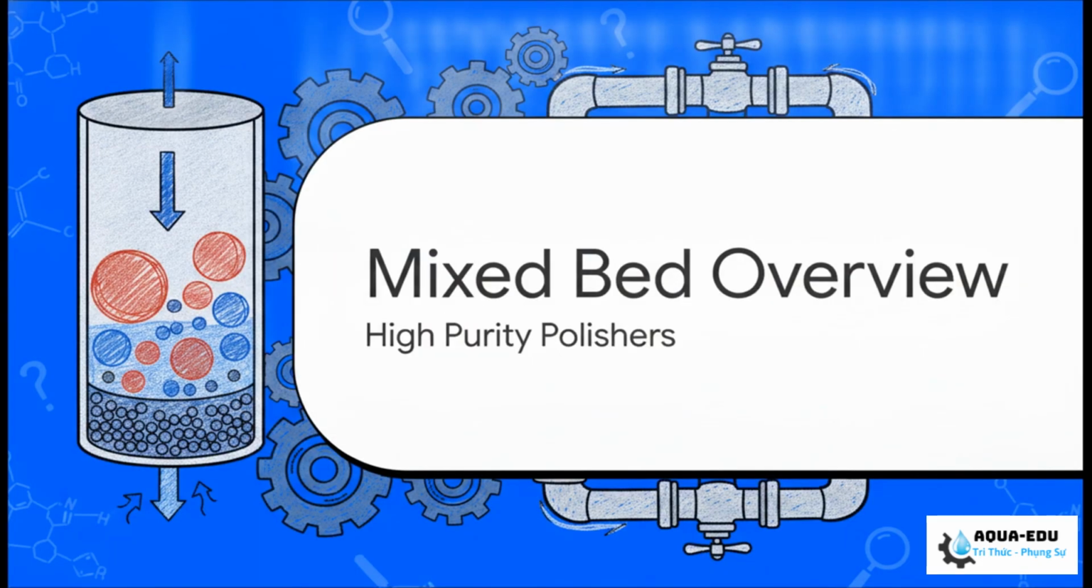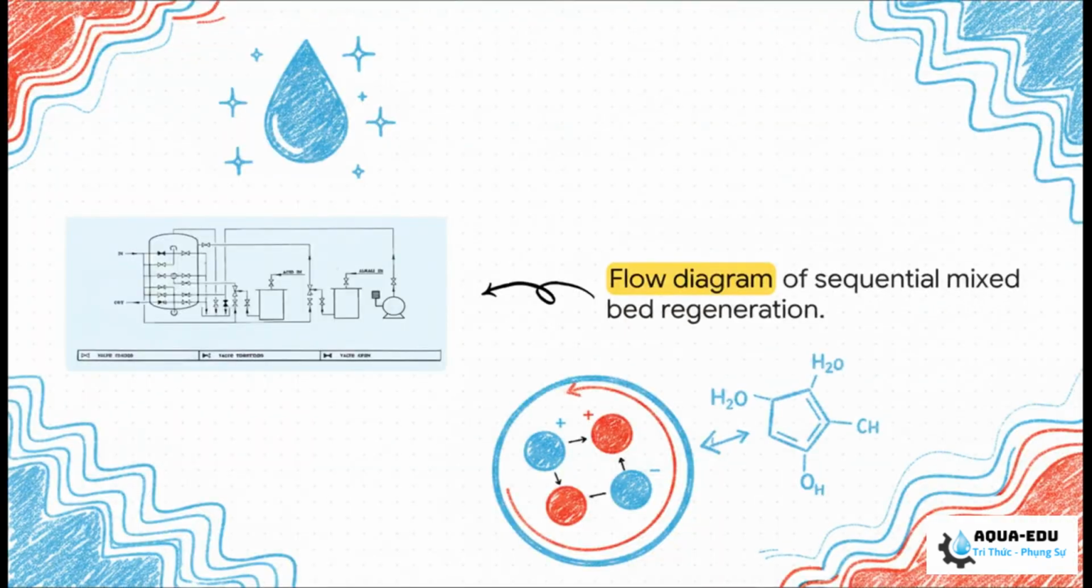Let's jump right into Section 1, Mixed Bed Technology Overview, the anatomy of our high-purity polishers. What's truly fascinating about this process is the internal architecture. A mixed bed unit is essentially an intimate mixture of strong acid cation resin in the hydrogen form and strong base anion resin in the hydroxide form.